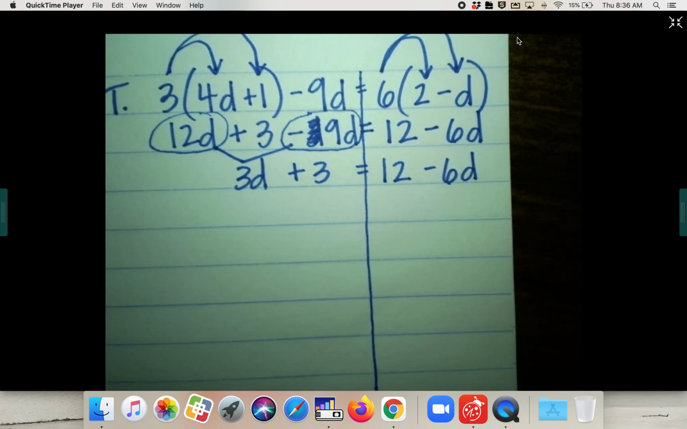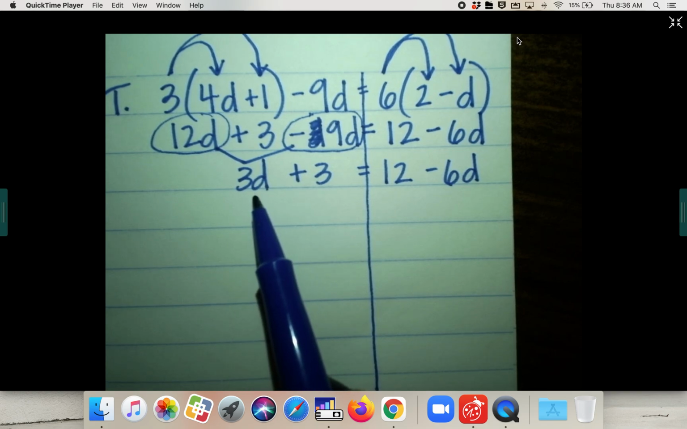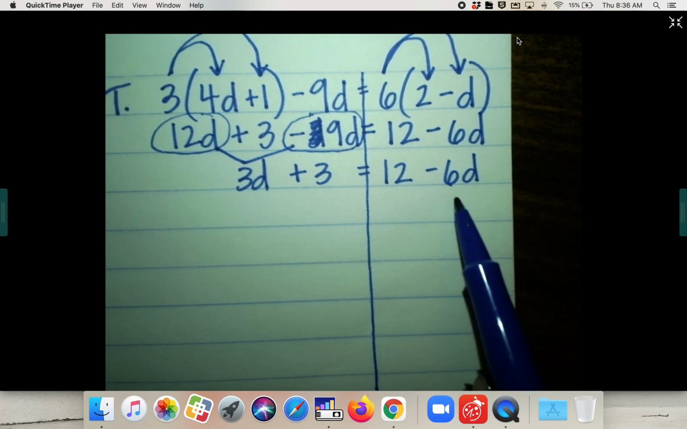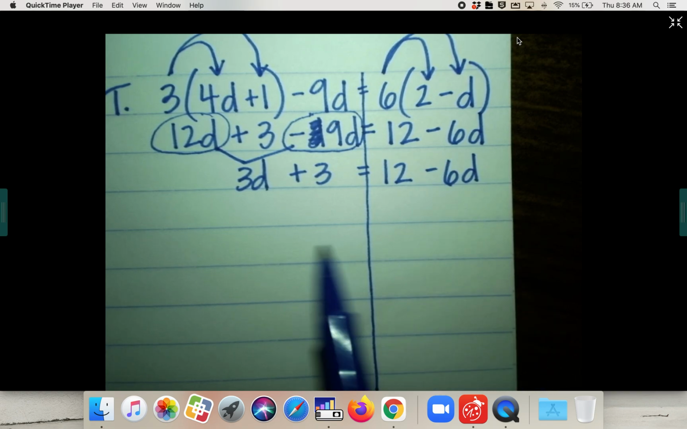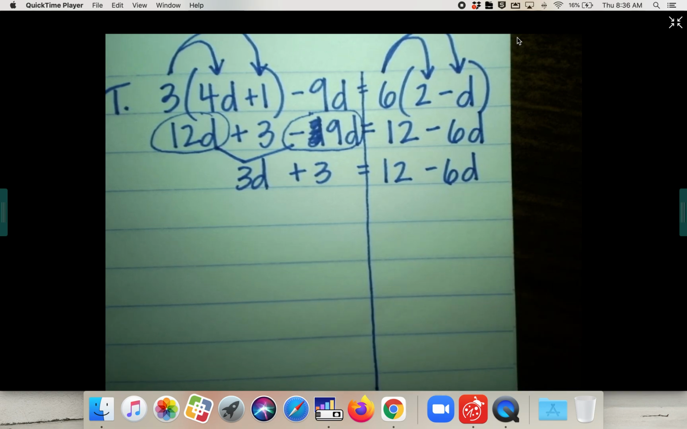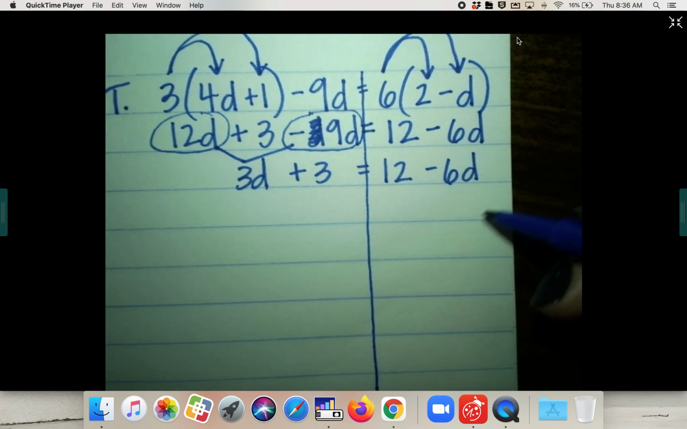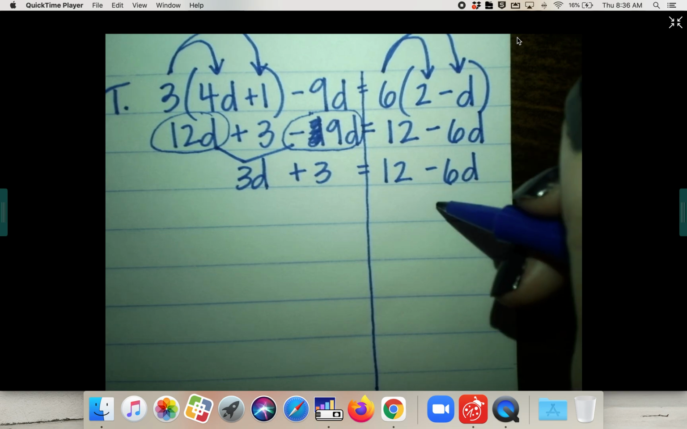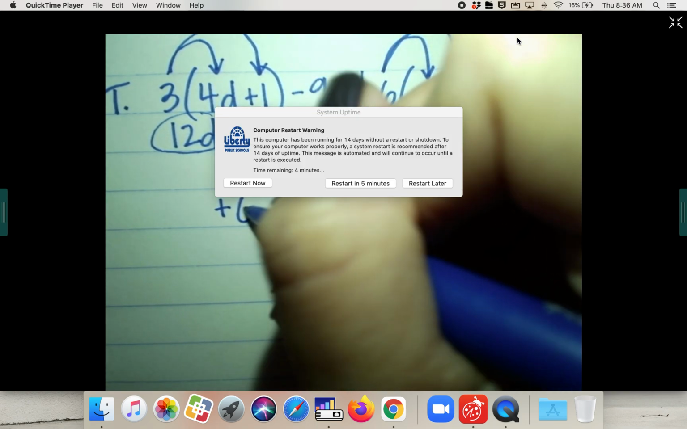All right, now we can move one of the variables to the other side. So if we want to move the 3d, we would subtract it because it's positive. If we want to move the 6d, we would need to add it because it's negative. So you can subtract 3d if you want. I'm going to choose to add 6d so I can get rid of this negative 6. So I'm going to do plus 6d on both sides.